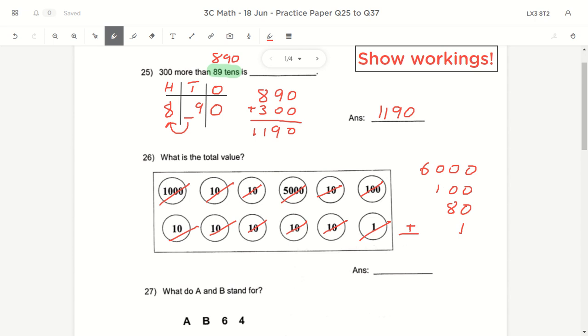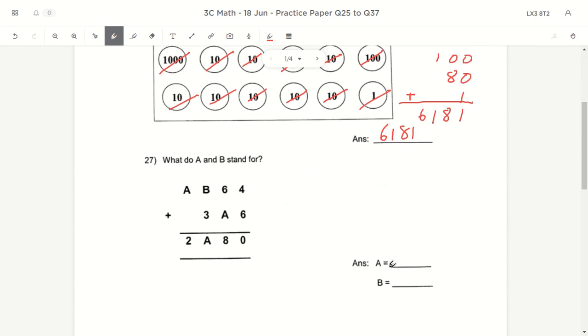Now you just add them all up. You realize that this is 1, this is 8, this is 1, this is 6. So the answer is straightforward, 6,181. Alright, so 26 is straightforward. Now let's go to 27.